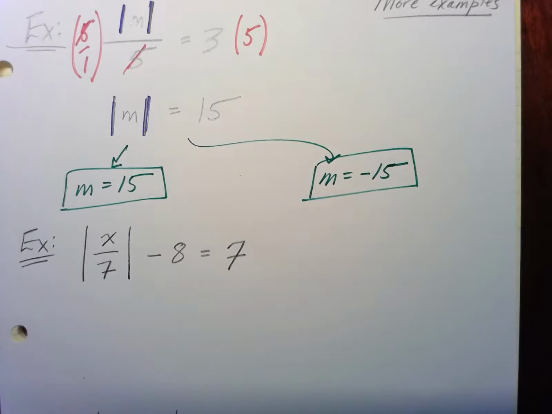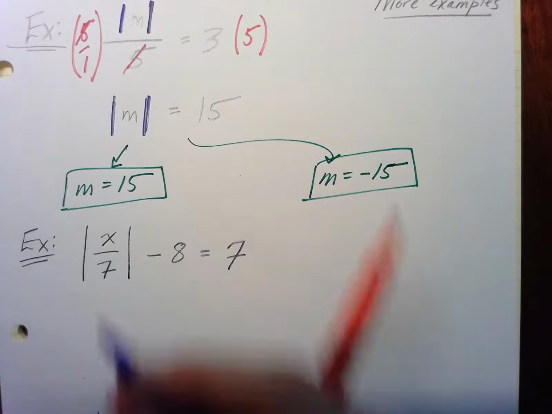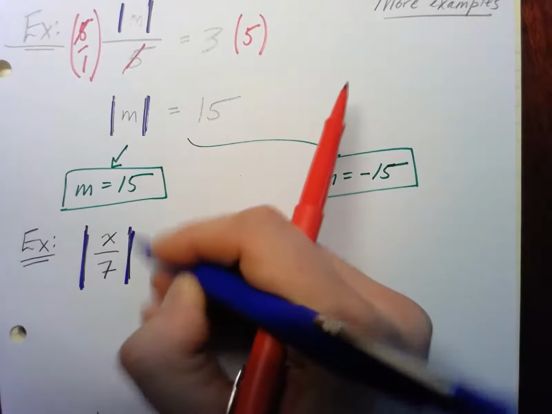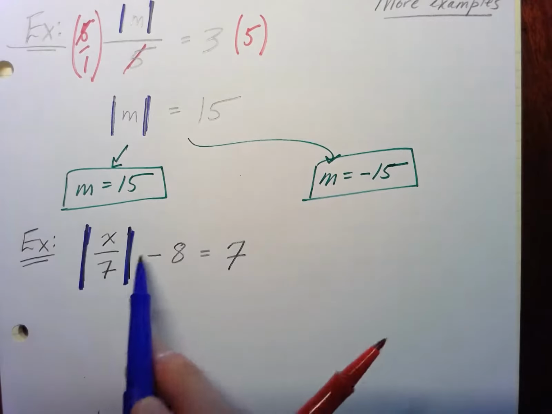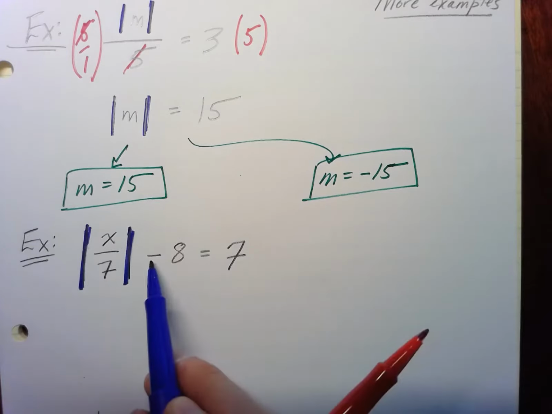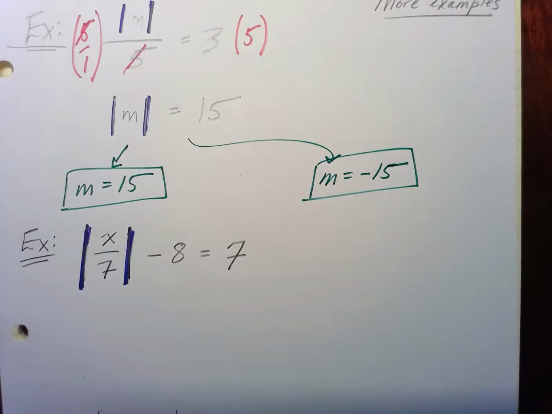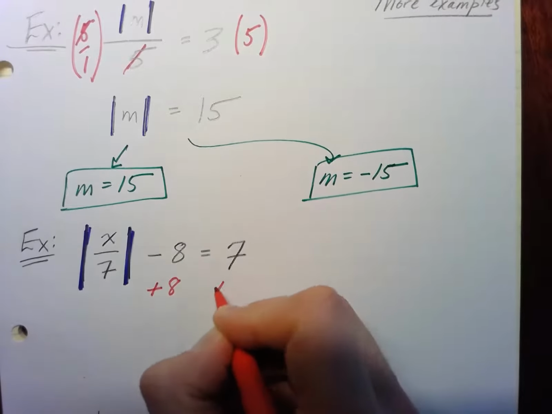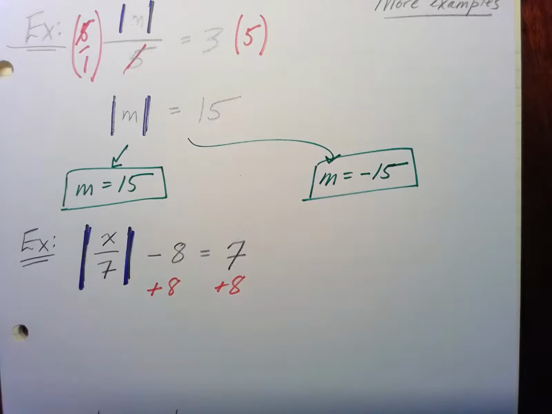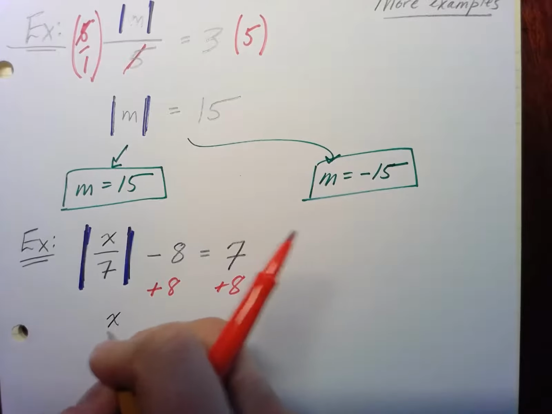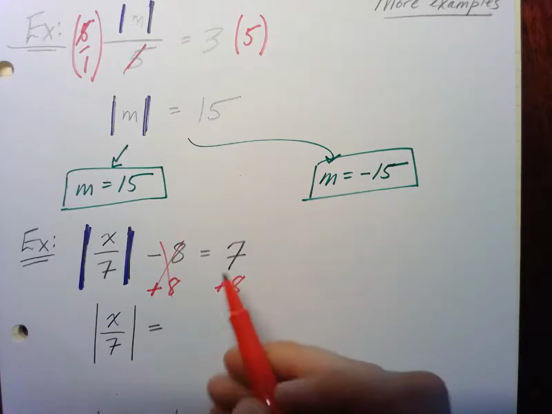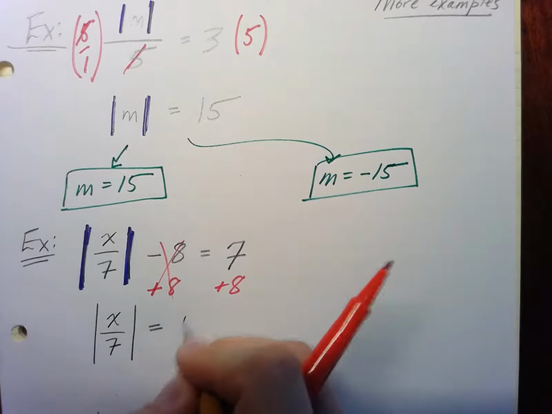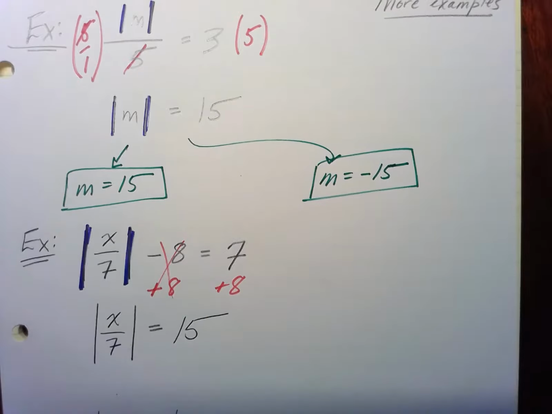Okay, so here's the absolute value in this one. Now I've got an entire fraction in the absolute value, so just be careful there. So this is x over 7, absolute value of that whole fraction, and then minus 8. I'm still going to have to get rid of the minus 8 first because I want just the absolute value by itself. So now I'm going to have the absolute value of x over 7, and of course these are going to cancel, and 7 plus 8 equals 15. Okay, so now the absolute value is by itself.